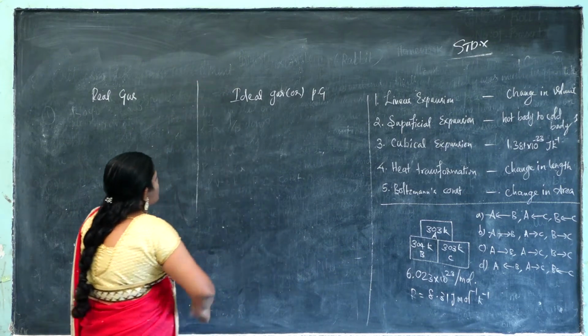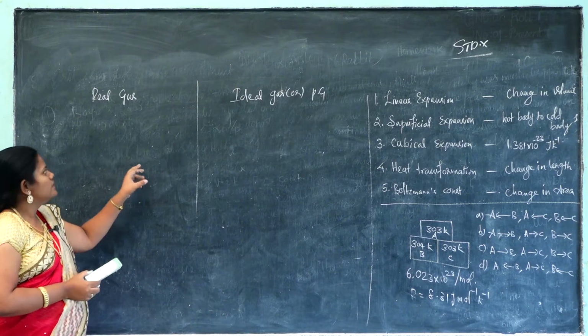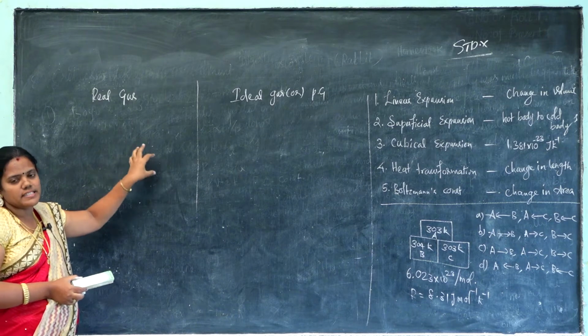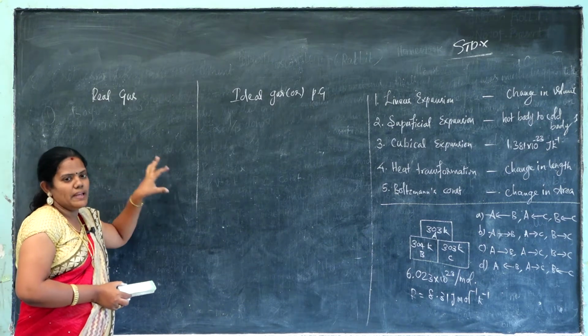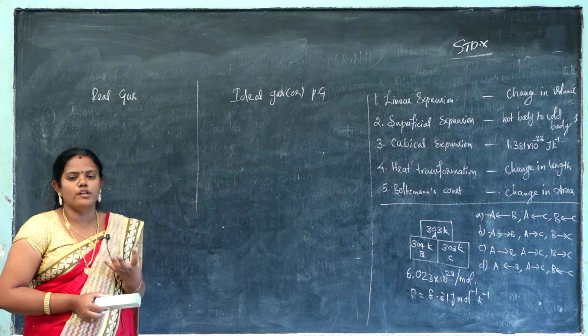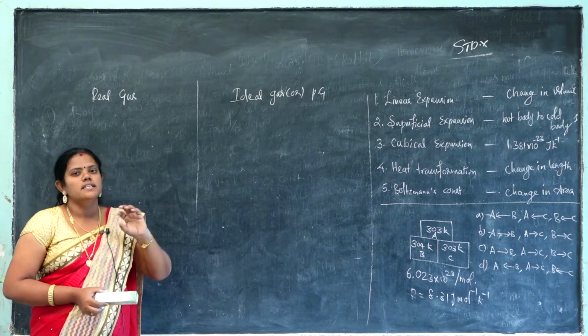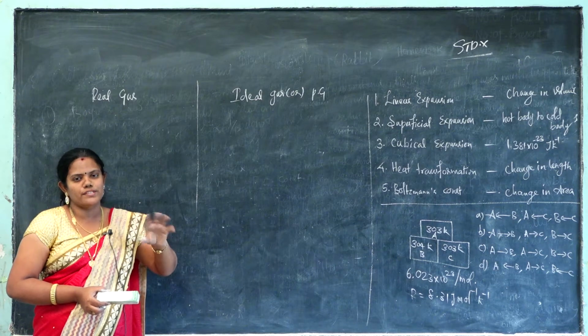So these two kinds of gases are present all over the atmosphere. Real gas means the atoms or molecules in the gas are at a finite intermolecular distance, with intermolecular force of attraction.